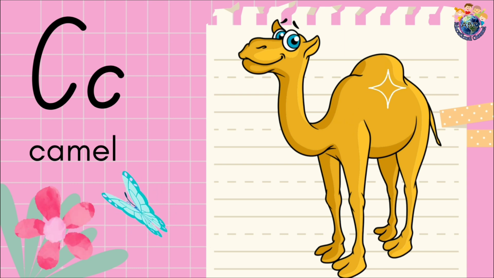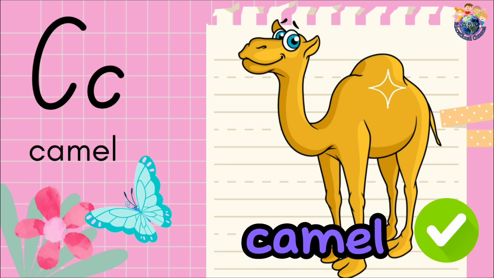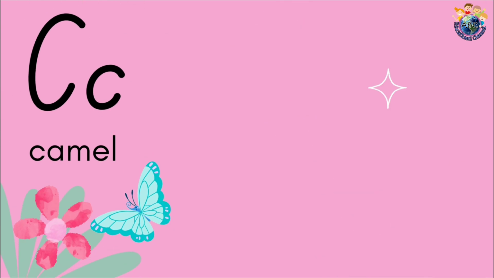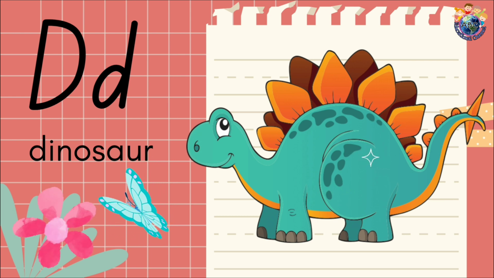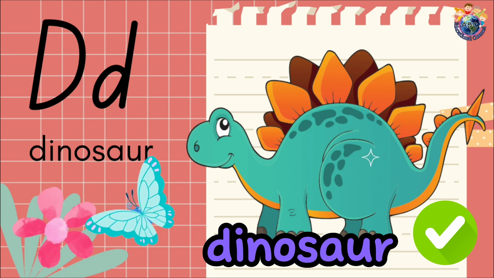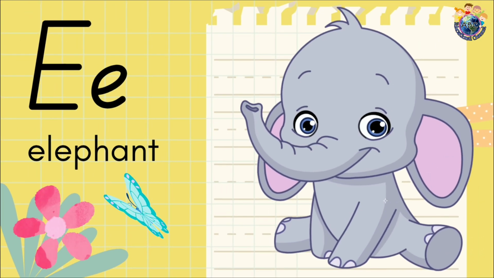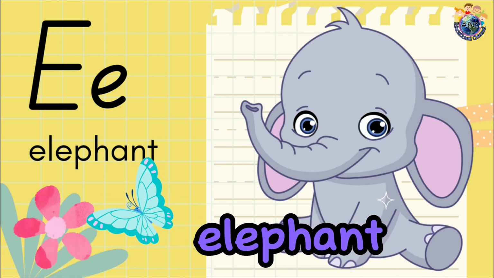C is for camel. Camel. D is for dinosaur. Dinosaur. E is for elephant. Elephant.